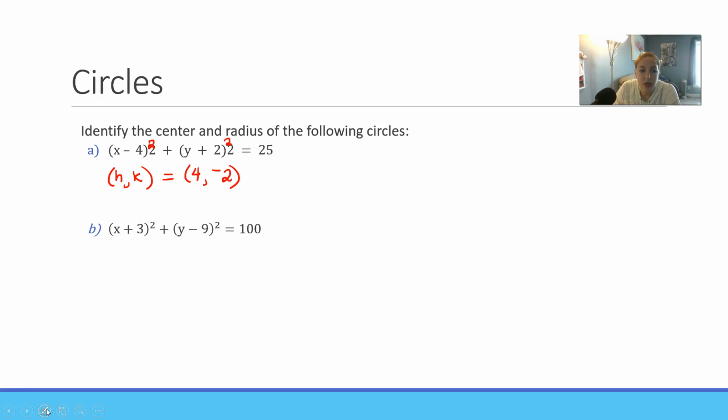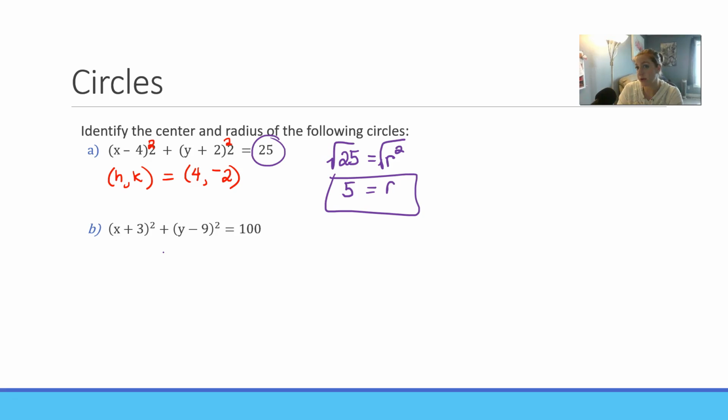Now the next thing to note is your radius. So you're going to take the number over here. So this would be 25 equals your radius squared. So to find our radius, we'll just take the square root of both sides. The square root and the square cancel to give you r, which means the radius would just be 5. And I'm going to show you how to graph that as well, just for fun on GeoGebra.